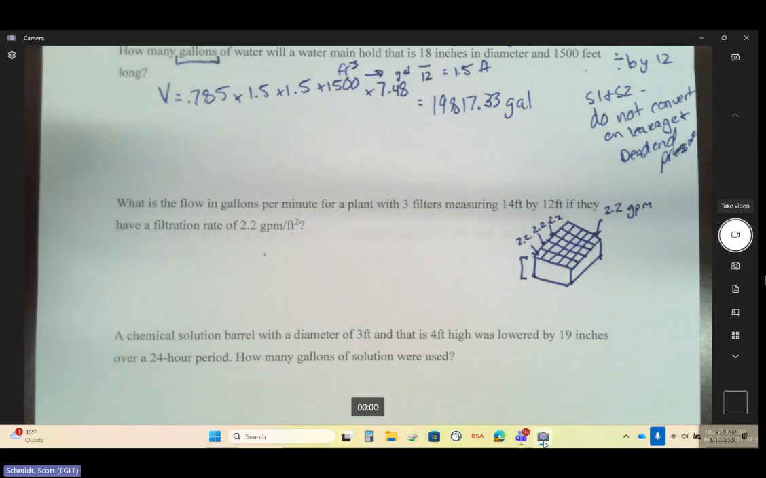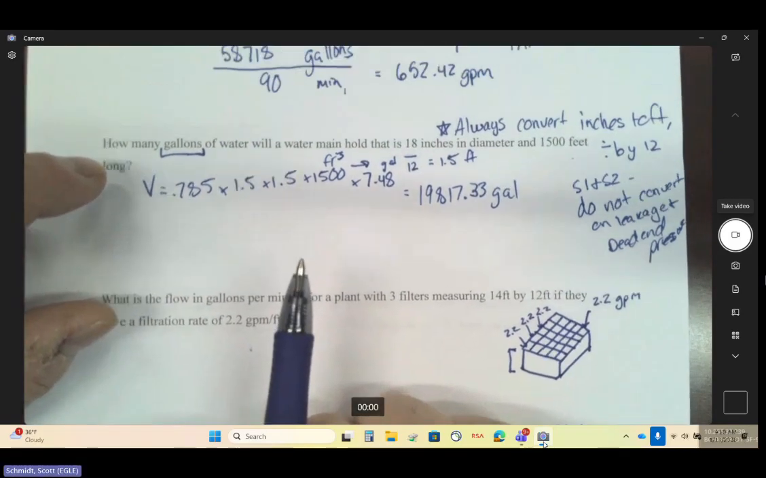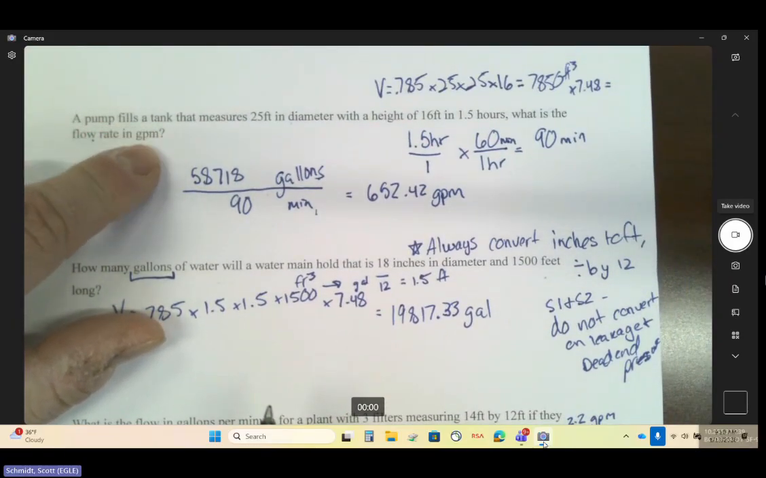So filters do one of two things. They act as a pump, or you're solving for filtration rate. And that's how filters are. People make the filtration math out a lot harder than it really is. So if you think about why I say it acts like a pump, well, think about the very first question we did on this page. Pump fills a tank, that's blah, blah, blah, flow rate in gallons per minute.